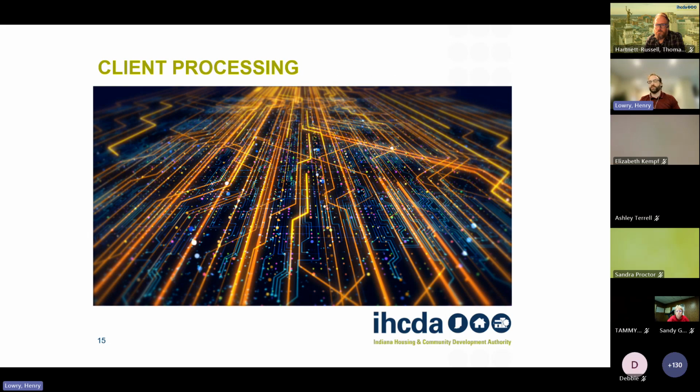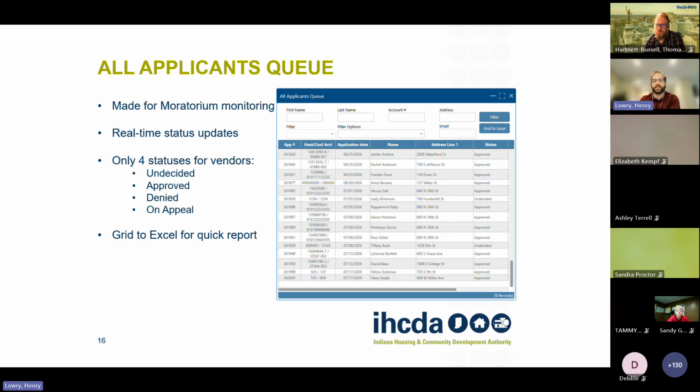Okay. So now that we're all in the system, let's talk through the new client processing process. So here's the all applicants queue. As I said, this list was made for moratorium monitoring. This is a live system, which means this will always show you the most up-to-date status for any client that you have. There are only 4 statuses in this system that you will ever see. That is undecided, approved, denied, and on appeal.